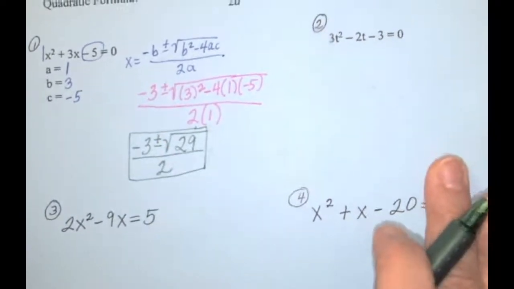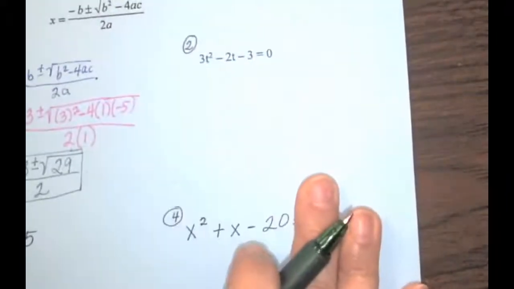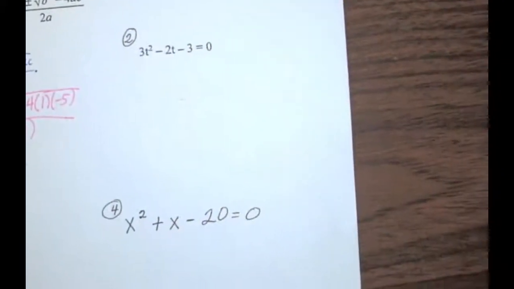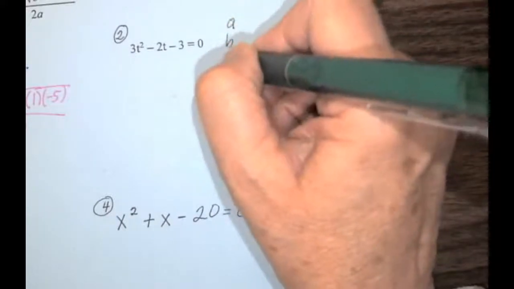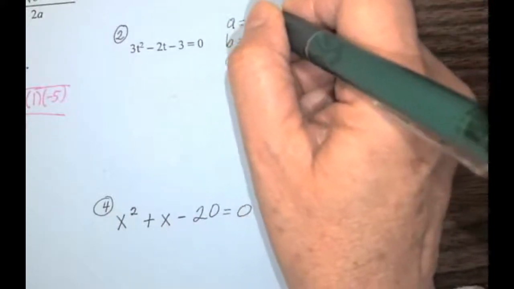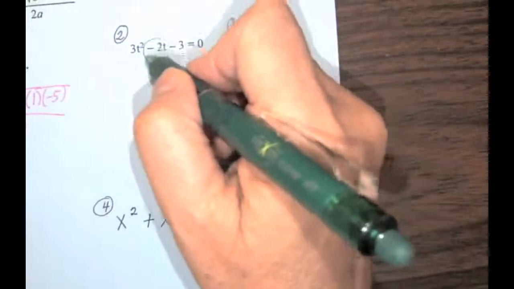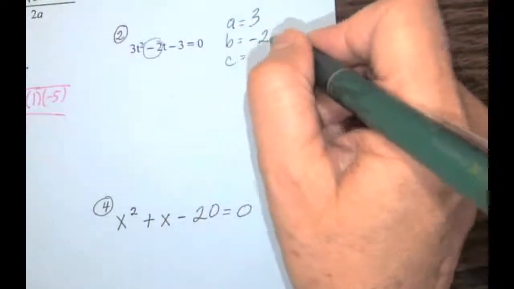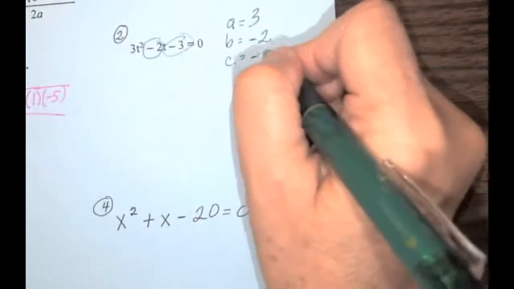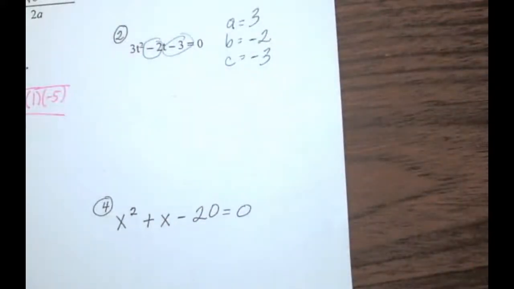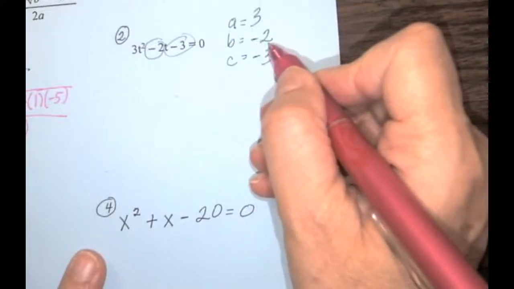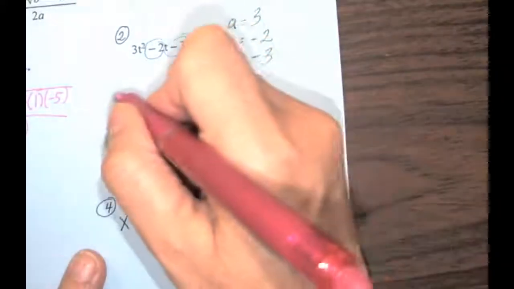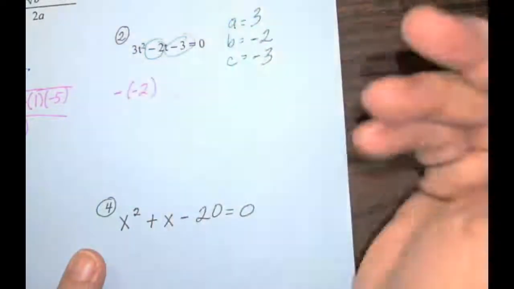Let's look at example 2. Example 2 is also already set equal to 0, which is really nice. It saves us some trouble, but always check first. A, B, and C. A is 3. Be careful here because B is negative 2 and C is negative 3. Let's plug it into our formula. X equals negative B. Oh, but B's already negative. If you want to write negative, negative, go for it.